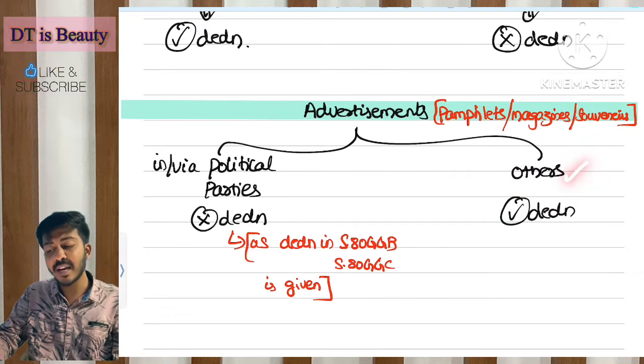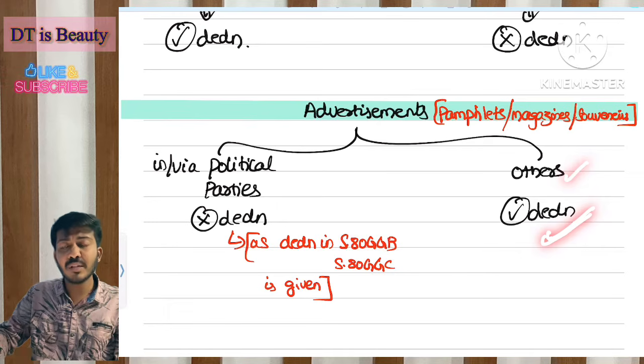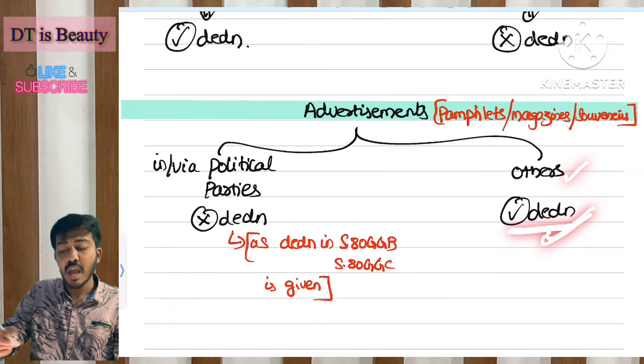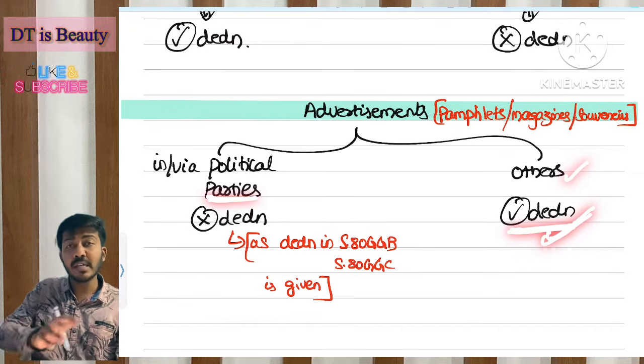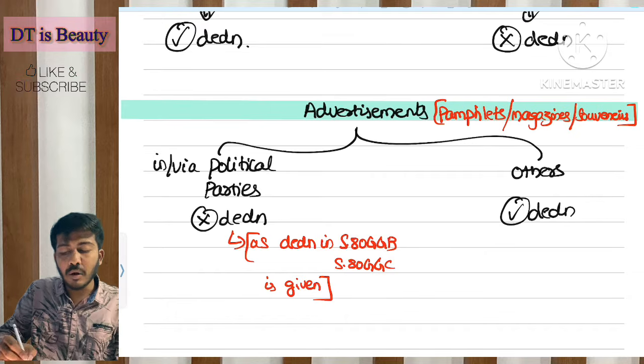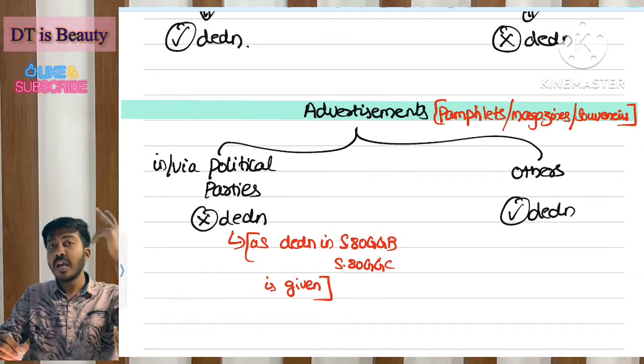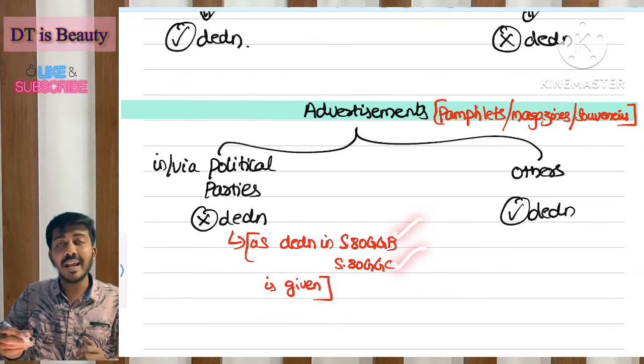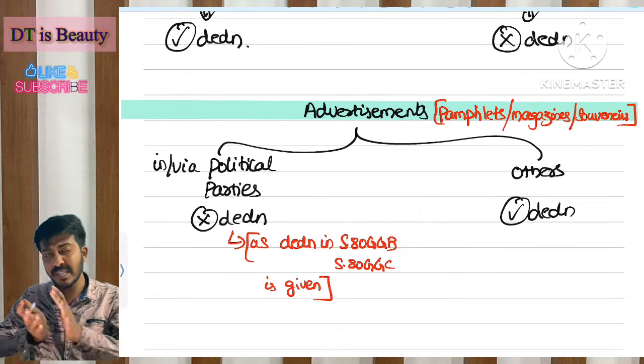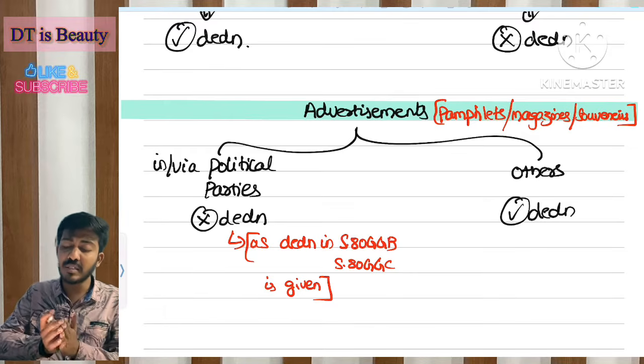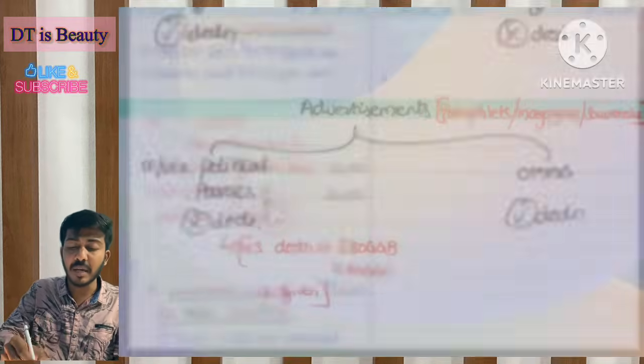If you are advertising in others, obviously it is for furtherance of business. It is allowed as deduction. However, if it is related to political parties, no deduction is allowed because there is a logic behind this. Government gives you 80GGB and 80GGC deduction for such expense. Again, why a double deduction in P&L? So we will not give any deduction in P&L.